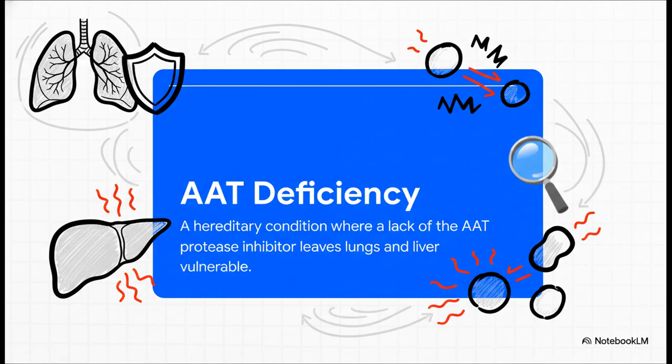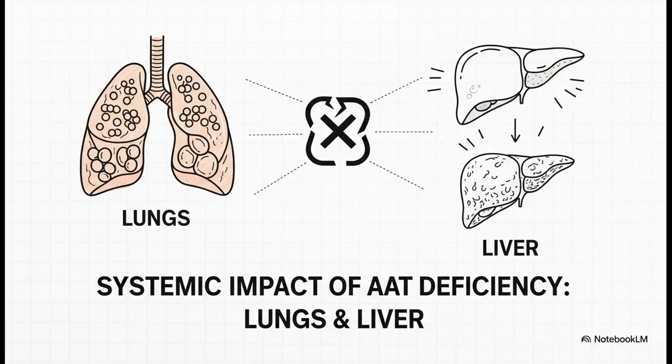Now, AAT is a really important protein. Think of it as a bodyguard. Its main job is to protect our tissues, especially in the lungs and liver, from getting chewed up by enzymes that get released during inflammation. With this condition, you just don't have enough of this bodyguard protein. And not having enough of this bodyguard protein, well, that has a huge impact across the body. In the lungs, without that protection, the delicate structures get damaged, and that leads to emphysema, often at a really young age. At the same time, in the liver, the defective AAT protein gets stuck and builds up, causing damage, sparking that chronic inflammation, and putting the person at a much higher risk for cirrhosis.